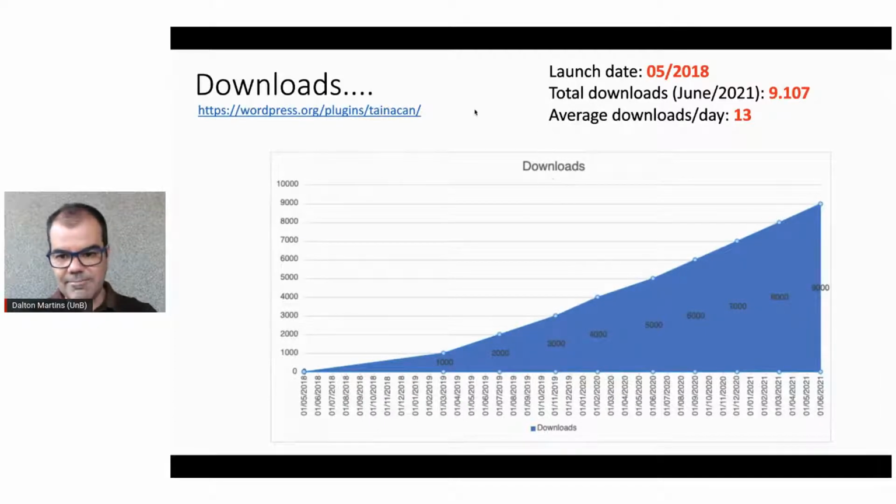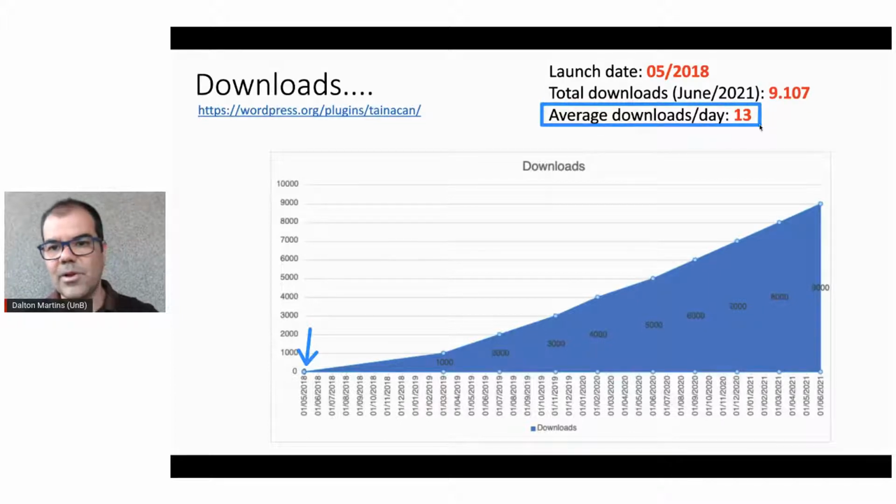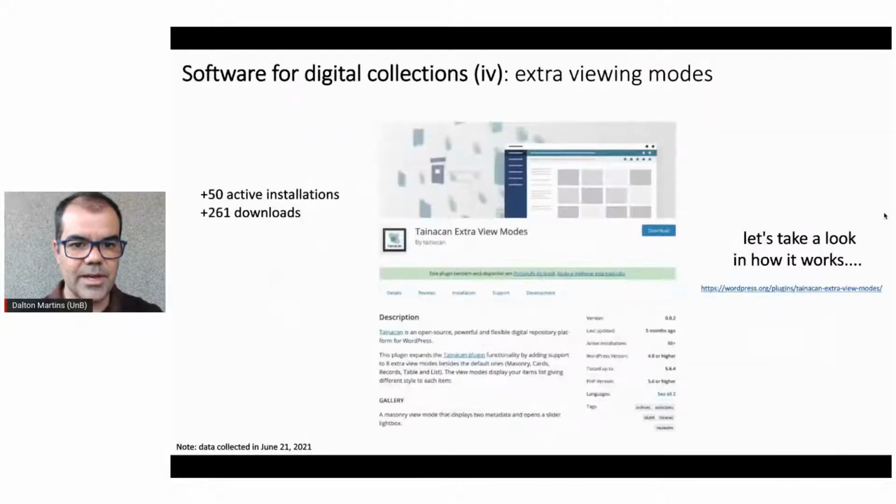So here you can see the number of downloads. We published Tainacan in May 2018, and since then we have had a little bit more than 9,000 downloads. We have an average of 13 downloads per day, and we are discovering that there is interest in our software from memory institutions and communities, not only in Brazil, but in different countries, mostly in Latin America. They are discovering Tainacan and trying to use it to develop their digital strategy and skills.